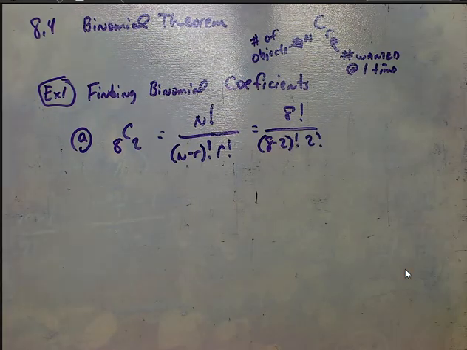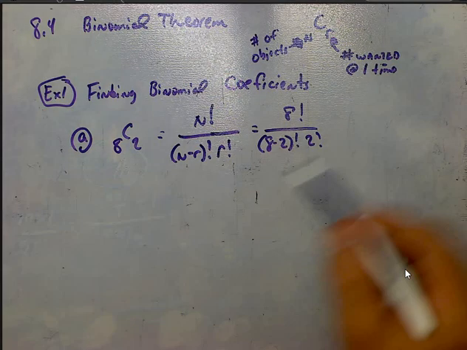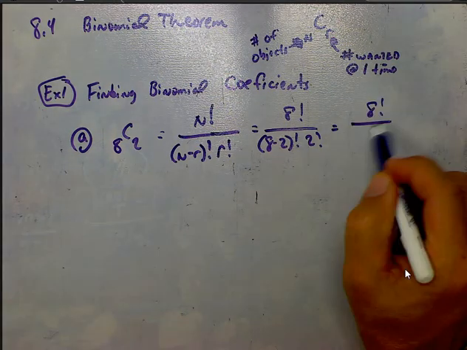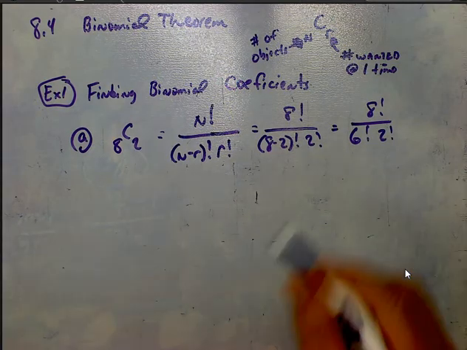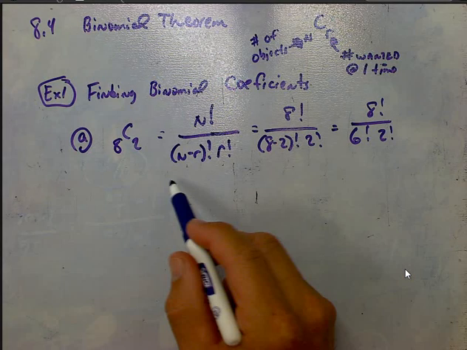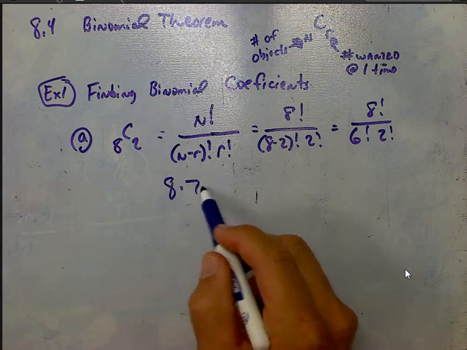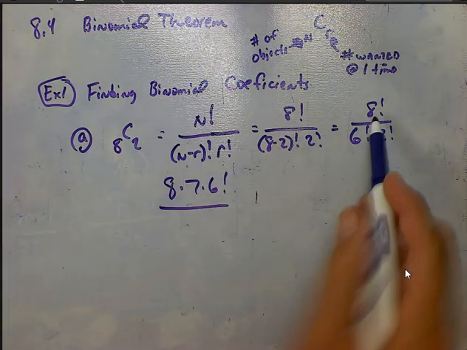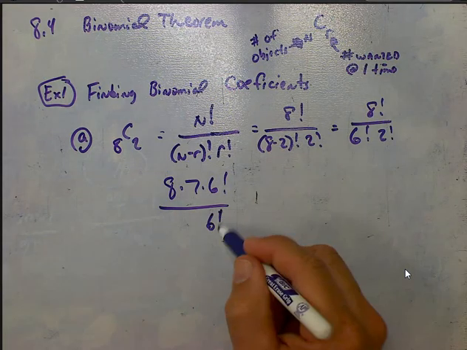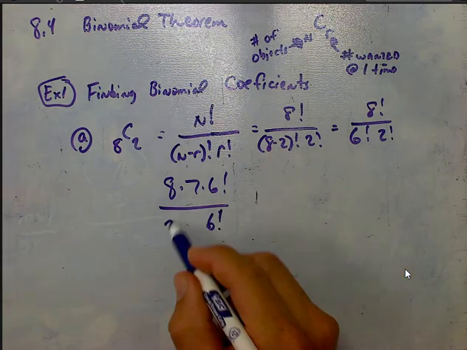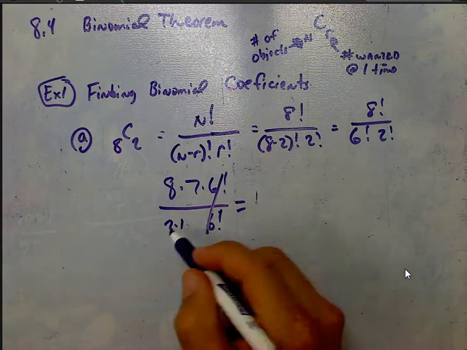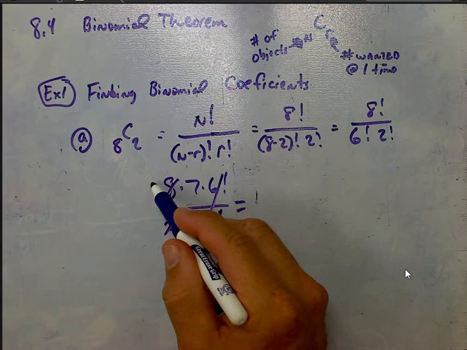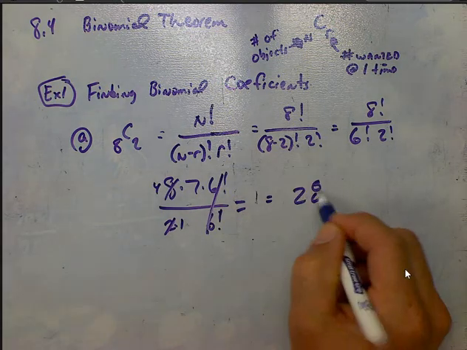Now we've worked on how to simplify these a little bit already. So that is 8 factorial over 6 factorial, 2 factorial. To simplify this, I would say 8 times 7 times 6 factorial on the top, and on the bottom, 6 factorial, and then 2 factorial is 2 times 1. 6 factorials cancel. 2 goes into 8 4 times, and then 4 times 7 is 28. So 8C2 would be 28.